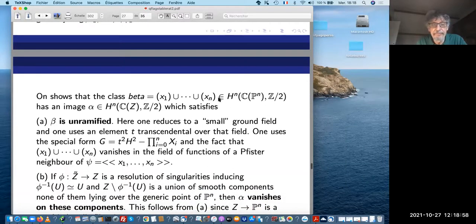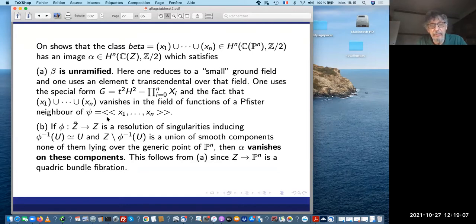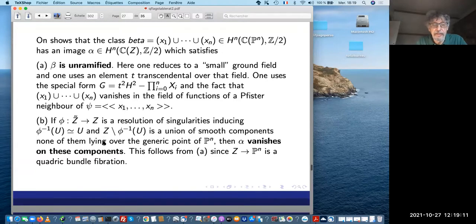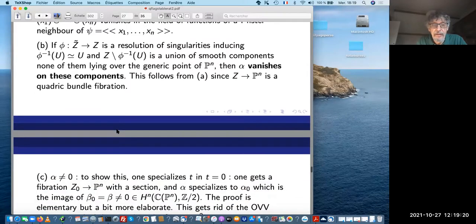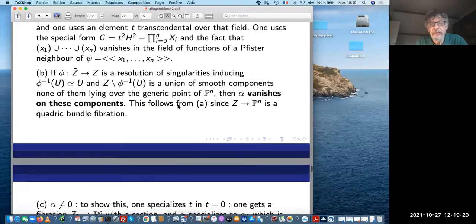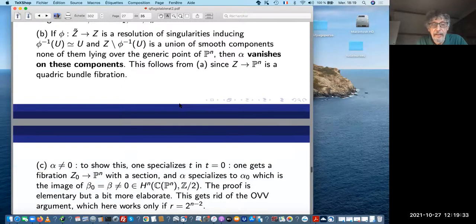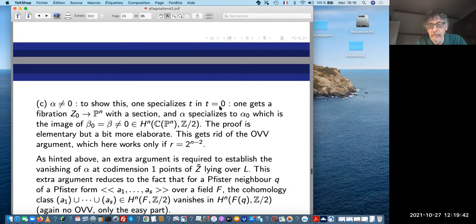Okay, so we get a class in x1, ..., xn, and its image satisfies that it is unramified. And to prove it's unramified, it's again the same type of argument, this tangency argument. So we want this condition that alpha vanishes on the relevant components. I'll come to this point later. The fact that alpha is non-zero uses the same argument, this specialization of t going to t equals zero. So you get a fibration with a section, alpha specialized to alpha zero, which is the image of beta zero, which is non-zero, but because you have the section, you get that this alpha actually is non-zero. And this part gets rid of the Colliot-Thélène–Voisin–Orlov–Vishik argument, which again would work only in the case r equals n minus two.